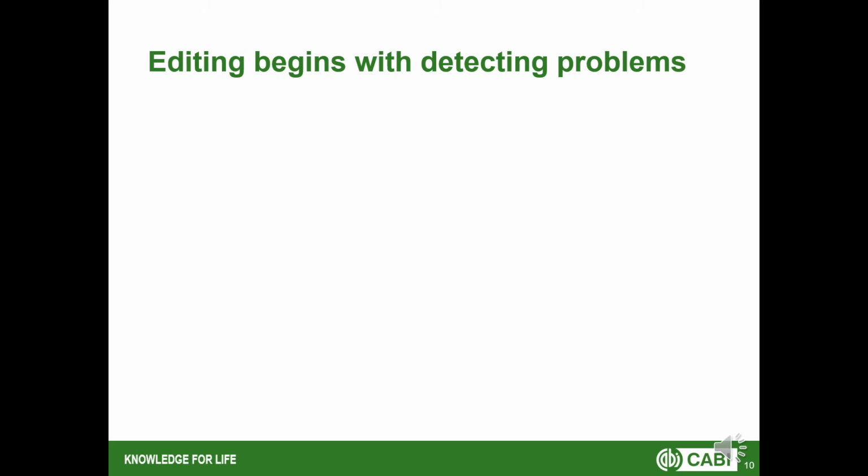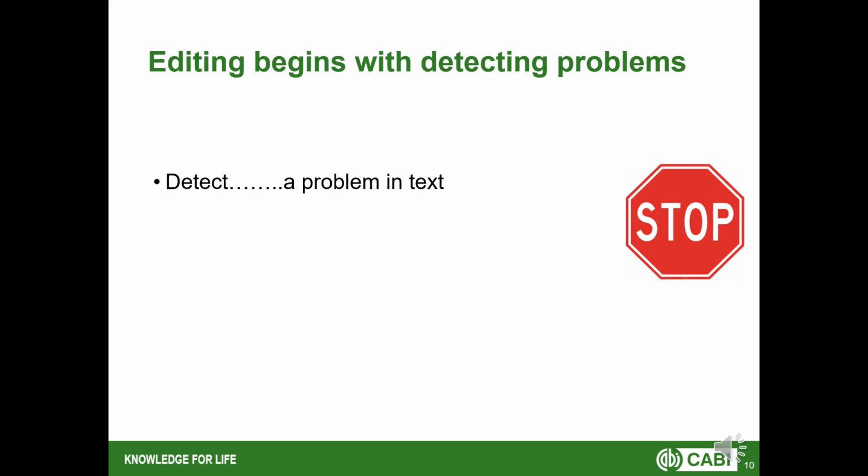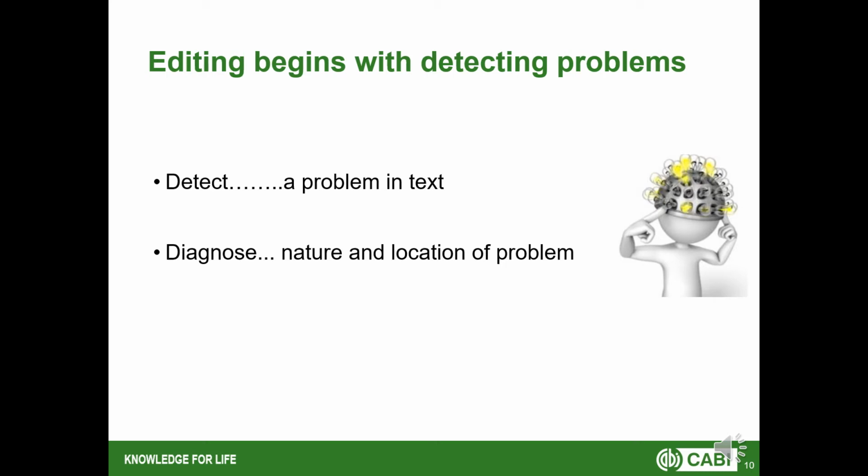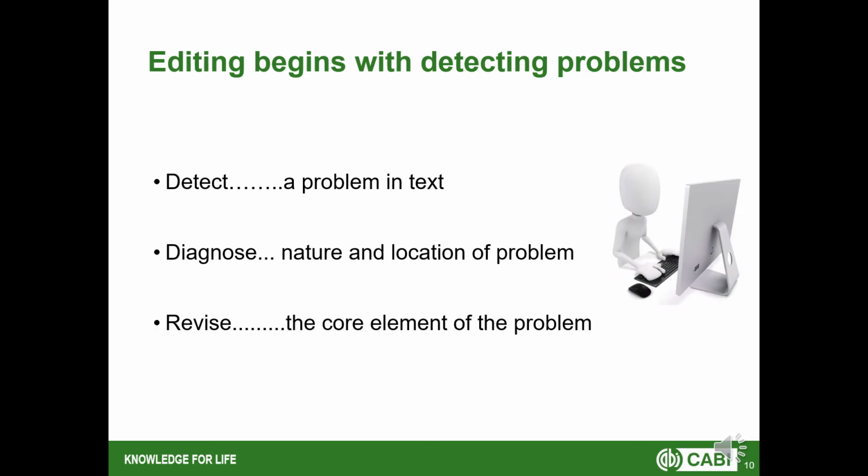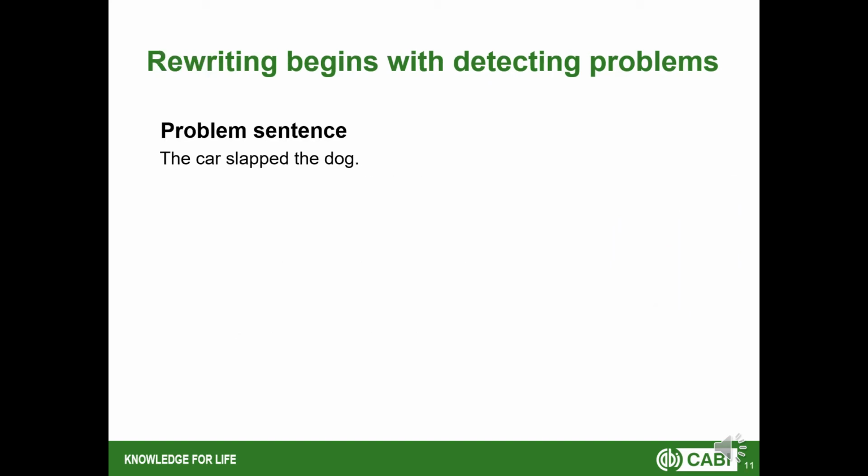The strategy I'm going to share with you is, when you're thinking about rewriting, to think about rewriting as editing, and to think about editing as having 3 parts. Step 1 is to detect a problem in the text. When you look at a draft, to be able to say there's something wrong there, and to stop. Step 2 is to diagnose, to figure out where that problem is and what kind of problem it is. And step 3 is to revise the core element of the problem and look back and see if the sentence is more clear and understandable from the point of view of the reader, that the text should actually say what you mean.